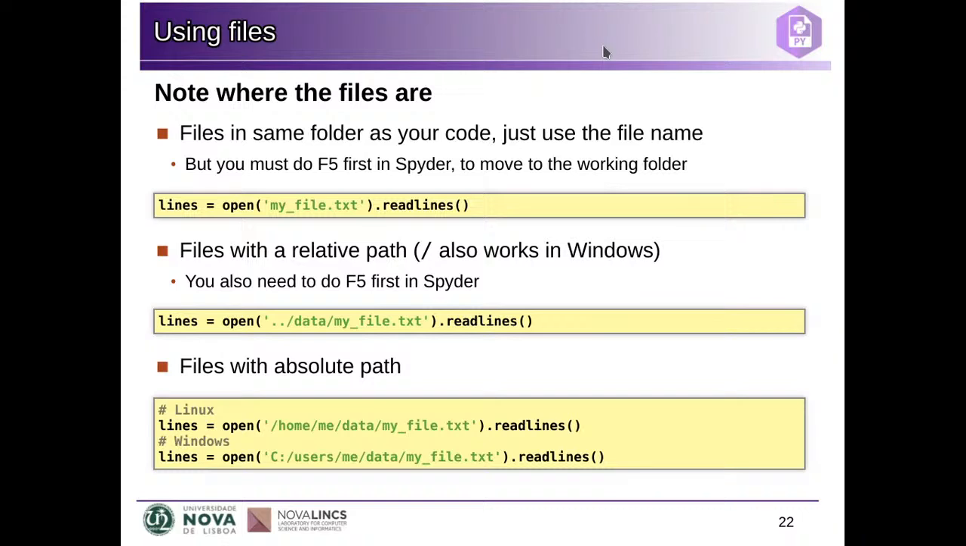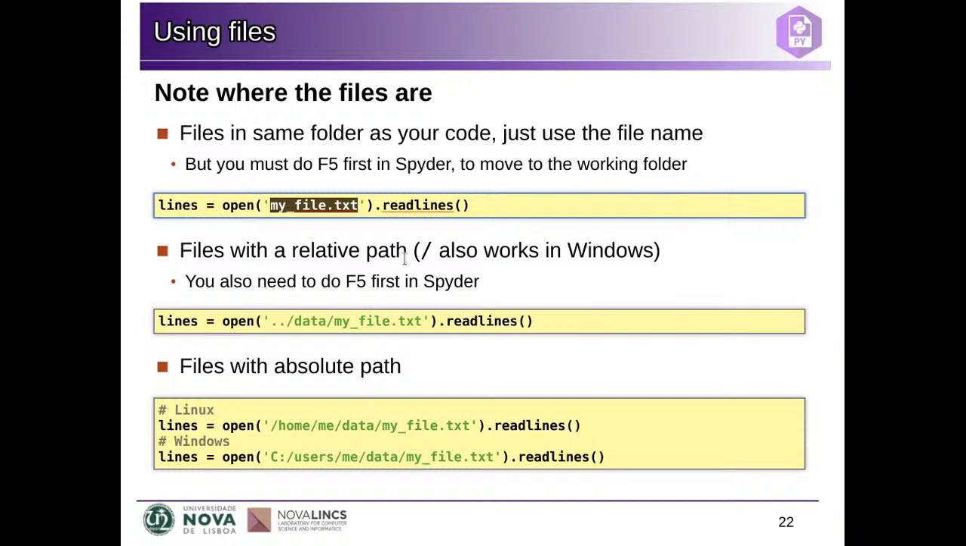One important thing is that you can access files in any place in your drive, but if you just put the file name, Python will assume that you have the file in the same folder where you are currently working. So when you do F5 in Spyder, it will run your code, but also set the working directory, the folder where you're working. So if you do this and you have the files in the same folder, then this works perfectly. Python can find your file just from the file name.